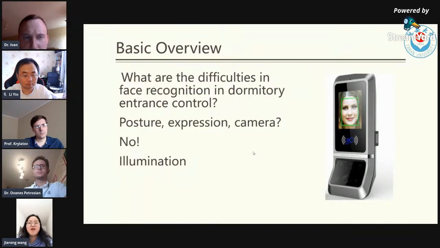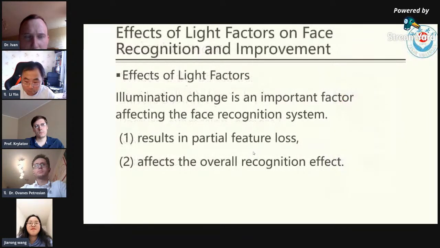Now let's think about a problem. What are the difficulties in face recognition in dormitory access control: posture, expression, or camera? No, the change of illumination is the most important factor affecting face recognition performance. Illumination change is an important factor affecting face recognition systems. Face recognition research needs to be carried out in a controllable environment.